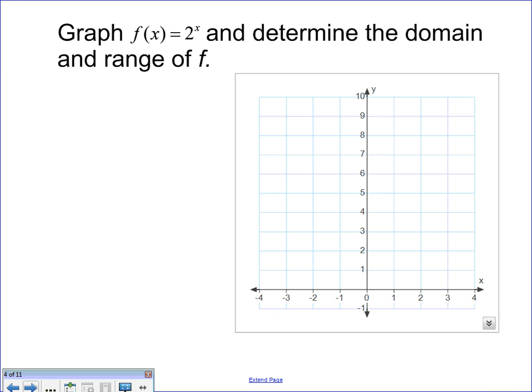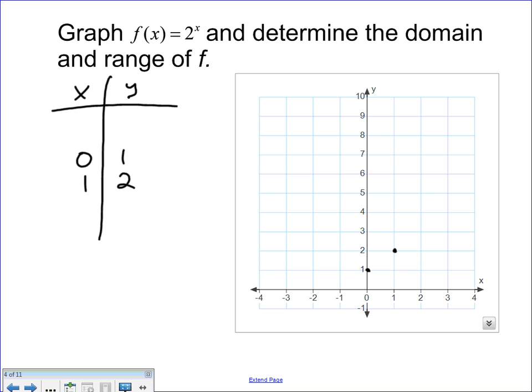Okay, so to graph that, I want to get some x's and y's on our graph. And we know that one of the points is always going to be when x is 0, y is 1. So I'll put that there. I always know that's going to be a point. And if x is 1, y is going to be whatever our base is, and our base in this case is 2. So x is 1, y is 2, there like that.